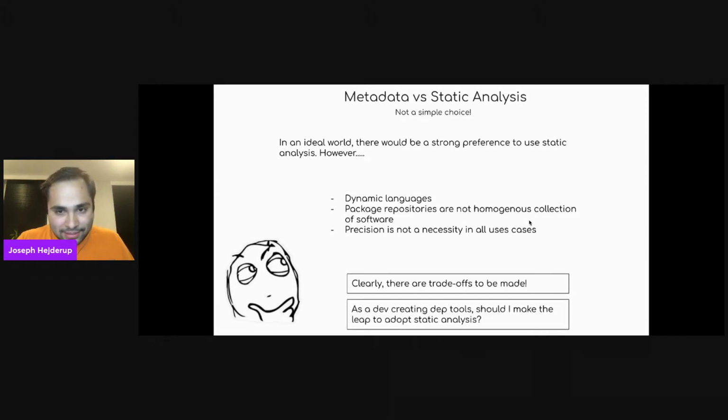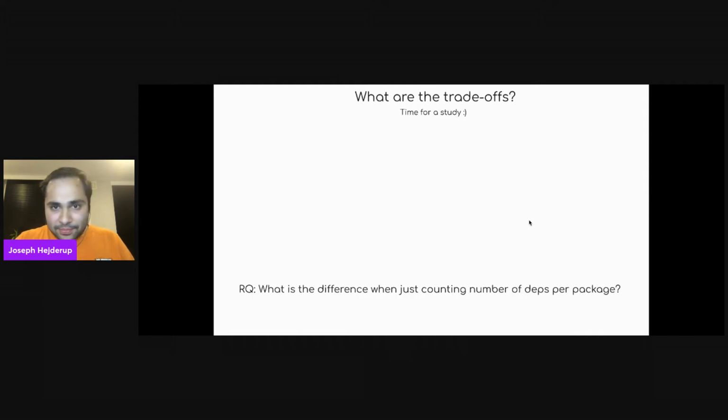And I think as developers or project teams that work in developer tools, the question you might ask is, should I really go towards adopting static analysis in general? So then the question is, what are actually the trade-offs if we go a little bit more in depth into it?